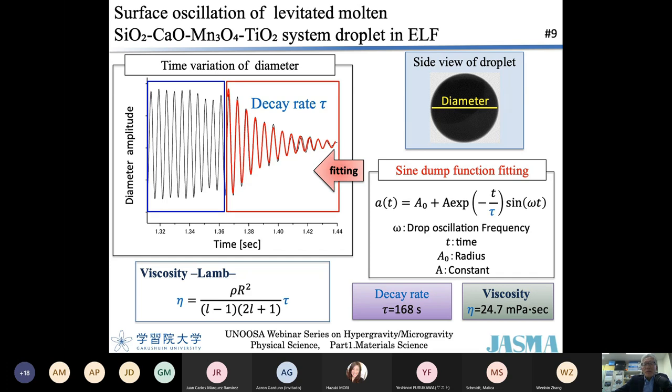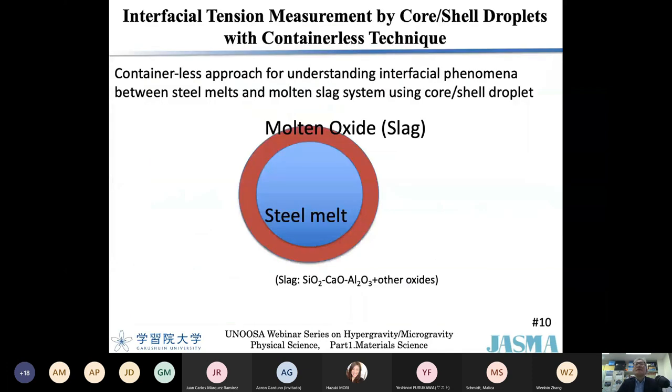Liquid iron viscosity is about 2 millipascal second. So molten oxide viscosity is larger than liquid metal and liquid iron viscosity. This is not so familiar. People may imagine liquid iron viscosity is a little bit larger, but liquid iron viscosity is very small, and liquid iron is a very smooth liquid. So next slide, please.